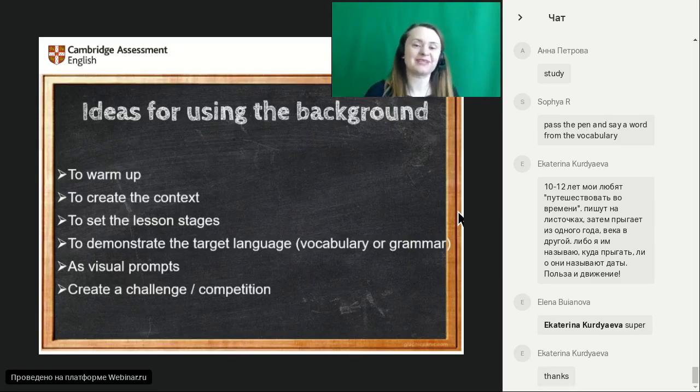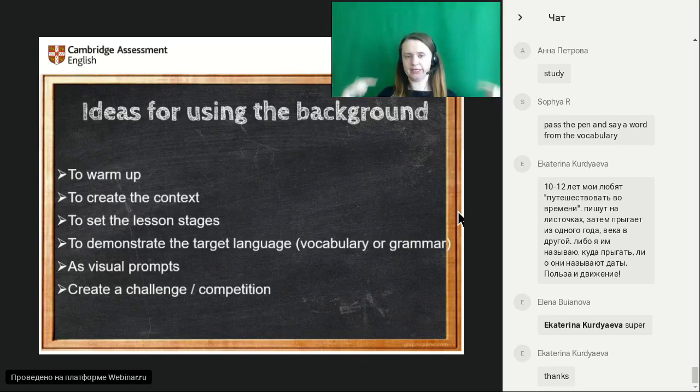All right. So, background. You have different pictures here. You can use it to warm up. You can use it to create the context of the lesson. I use it also to set the lesson stages, I will tell you how. I use it to demonstrate the target language.